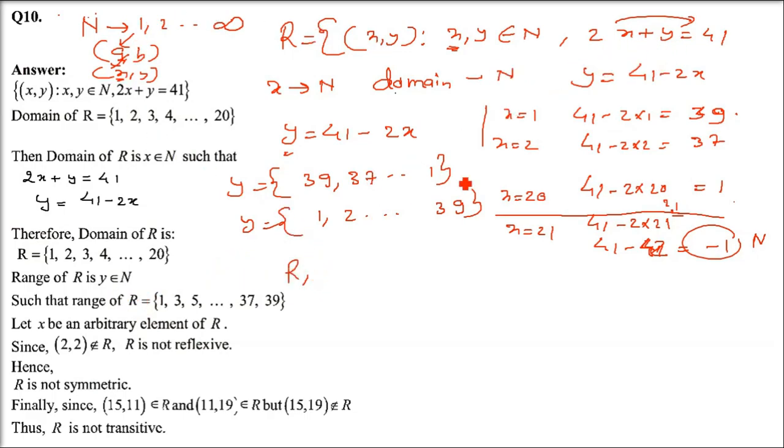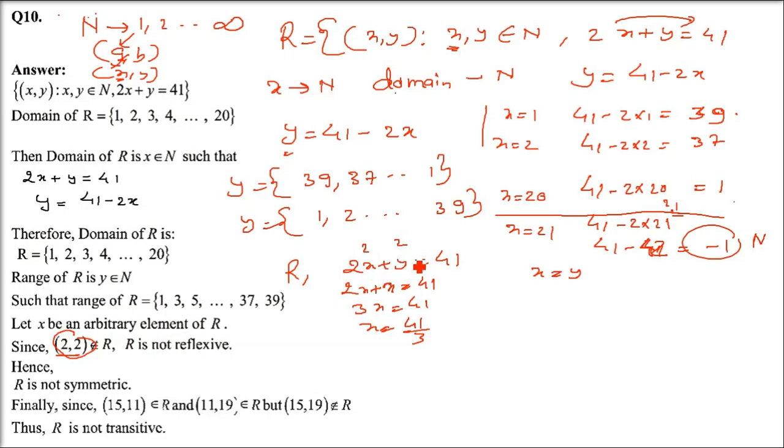You see, reflexive, you take any value from 1 to 20. Now x can only be put as 1 to 20. So let us take x and y both as 2 because both are coming in this. So x equals y. So 2x plus x equals 41. So 3x equals 41. x equals 41 by 3. No, 41 by 3 is not a natural number. So this is a contradiction.